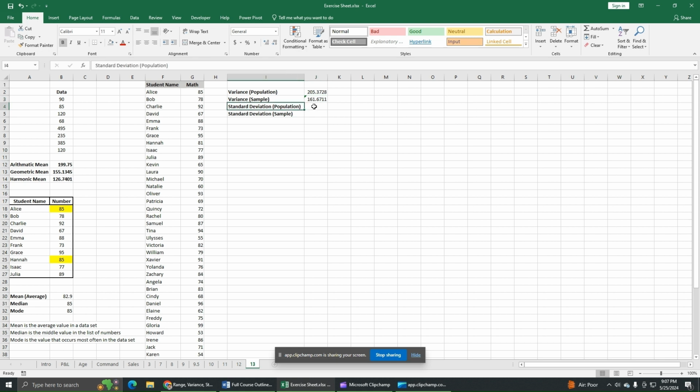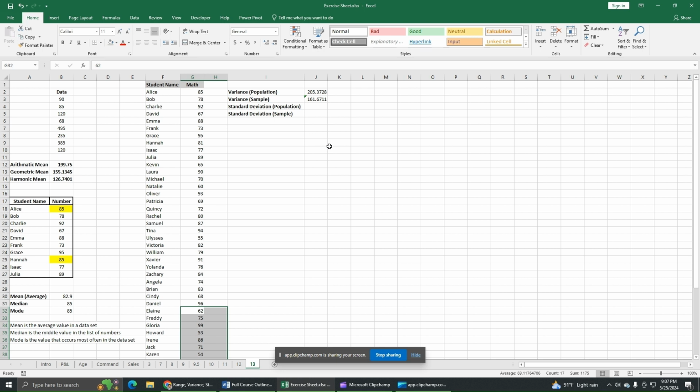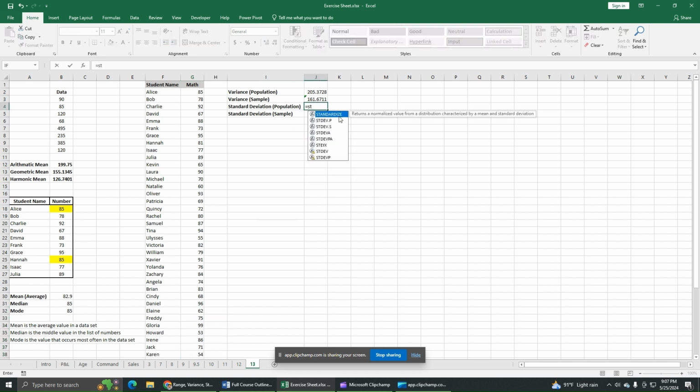Now standard deviation is the same. If we calculate the standard deviation for all the 50 students, that is called standard deviation for the entire population. If we calculate the standard deviation for a few students' data, then that will be called standard deviation for sample. So this is standard deviation for population and for sample.